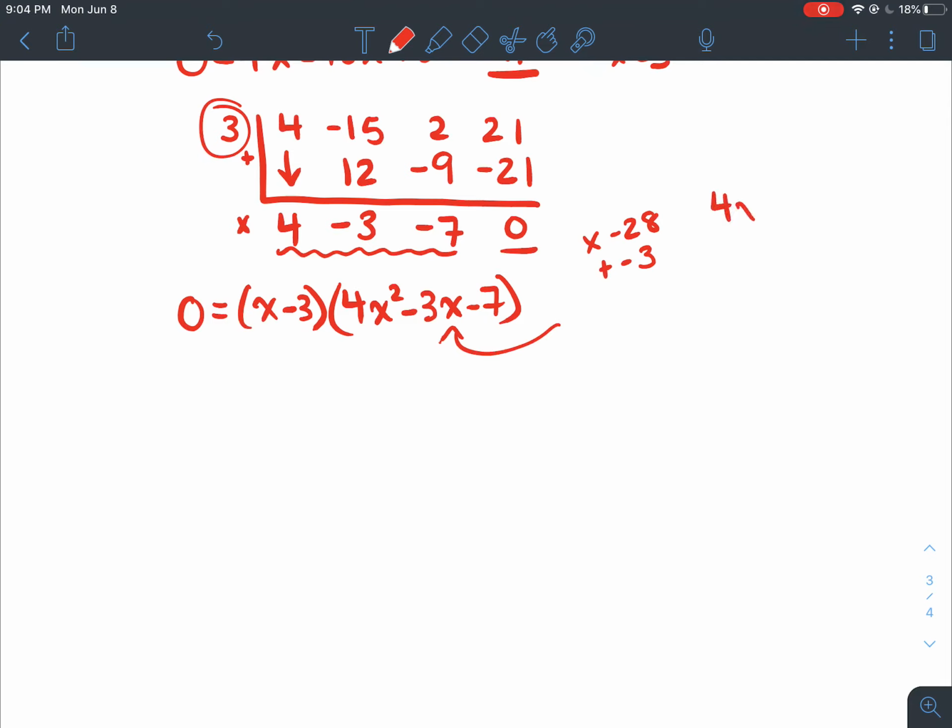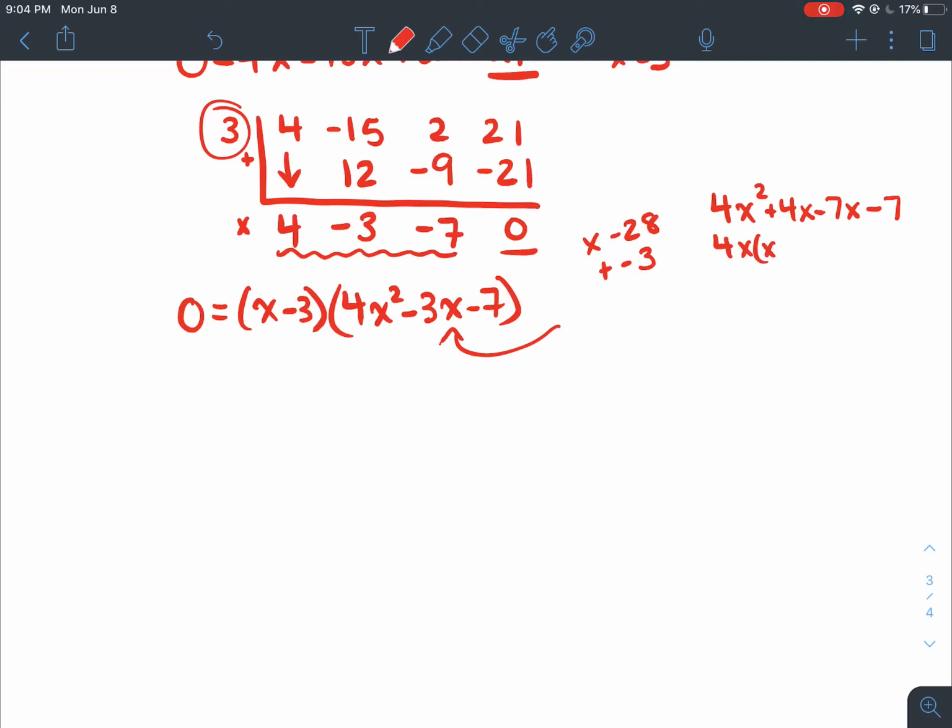Okay, so really quickly off to the side, I'm just going to do that. Okay, so I got negative 7x. Oh my gosh, I'm not going to do it that way. I'm going to do positive 4x first. Negative 7x minus 7. Then I'm going to common factor out of 4x, leaving x plus 1. I factor out of negative 7, leaving x plus 1. So that factors into x plus 1 times 4x minus 7. That's just a complex trinomial.